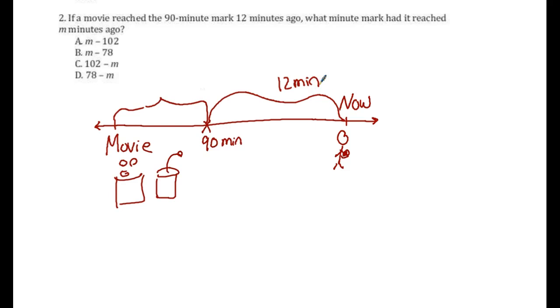So, if I'm looking at m minutes, all I need to do is say, okay, how much is this time when I'm starting now? It is the 90 minutes plus the 12 minutes, which is 102. To go back to m time, all you gotta do is say, okay, so it's 102 minus m minutes ago, because you're going back in the past, so it's m minutes ago. So it's a minus. Since we're going back, it's a minus. So it's a C.